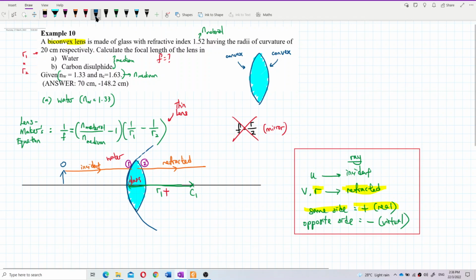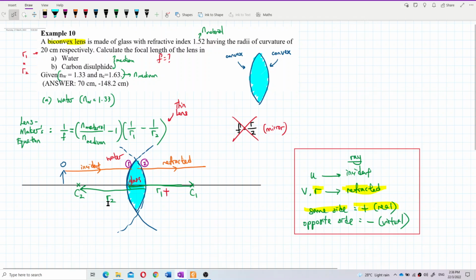Let's draw the second surface. This is our second surface. And where is the center of curvature? The center of curvature 2 is on this side, so the radius of the second surface is to the left-hand side. This is the radius 2. Now this radius 2, is it positive or negative? The radius compares with the refracted ray, just like the image distance.